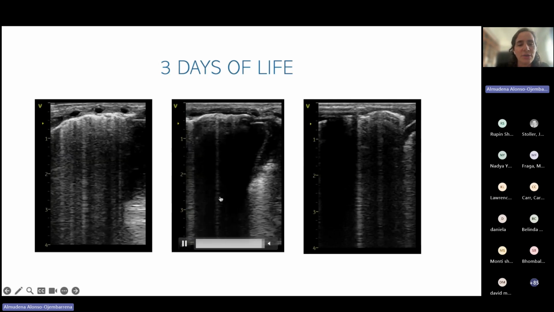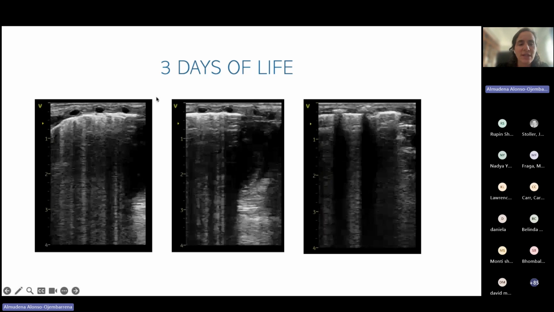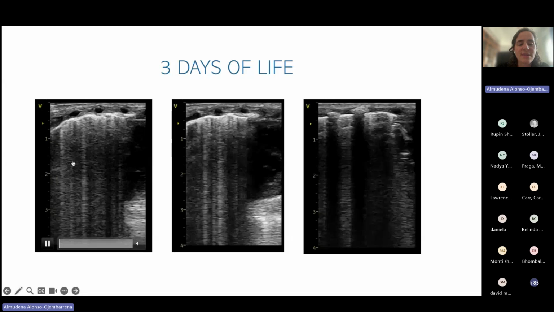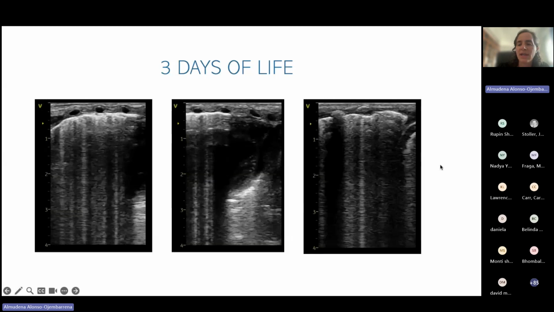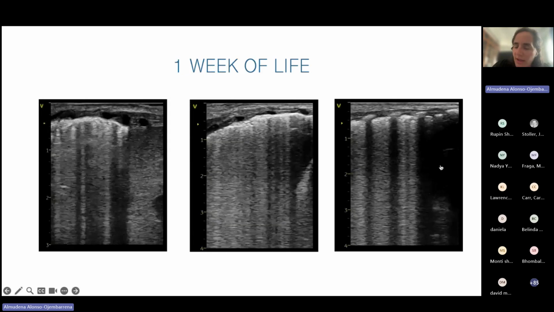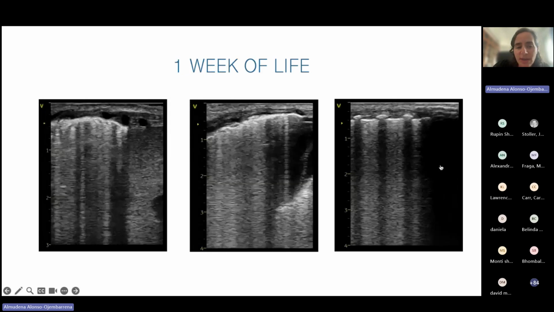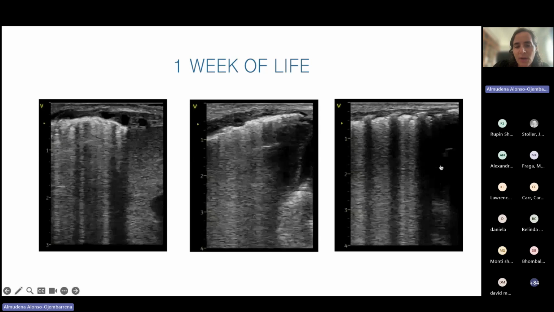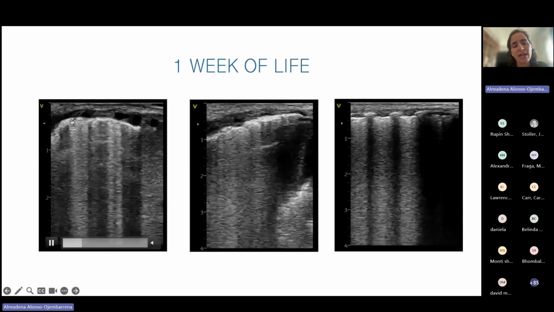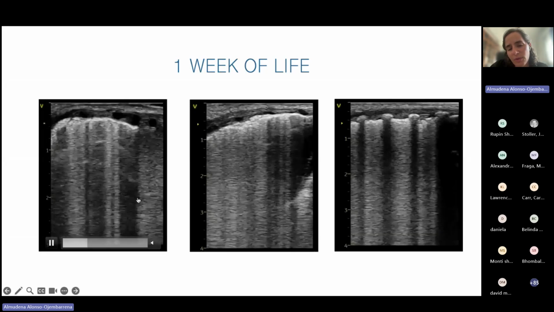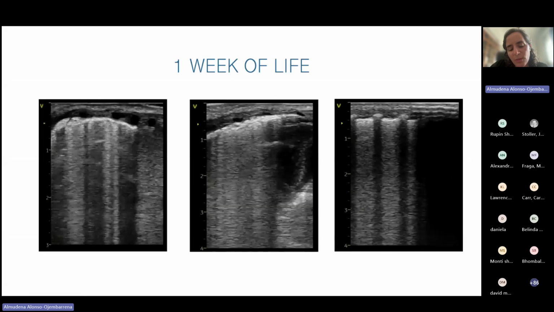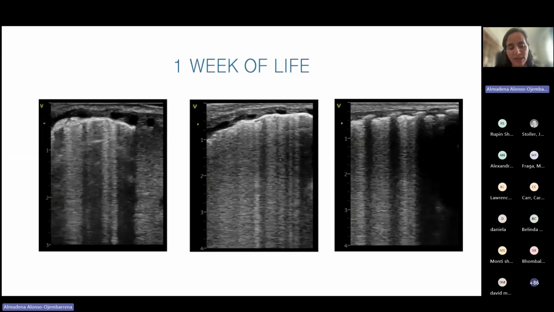And you can see how the lungs have changed just at 3 days of life, with a thick pleural line, small atelectasis, and increased B lines in all fields evaluated. This was really worse at 1 week of life, when the infant showed a worse pleural line and worse lung ultrasound score, and this is a quite worse prognosis, which lung ultrasound is telling us.